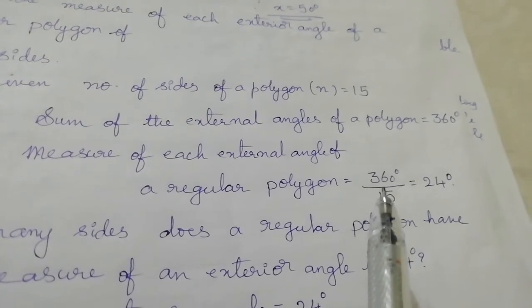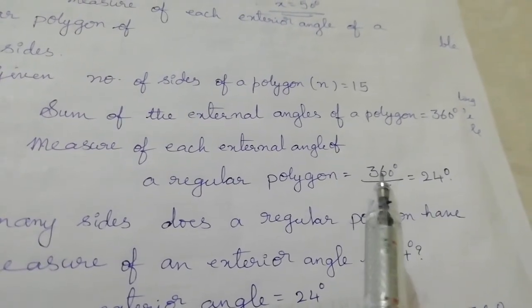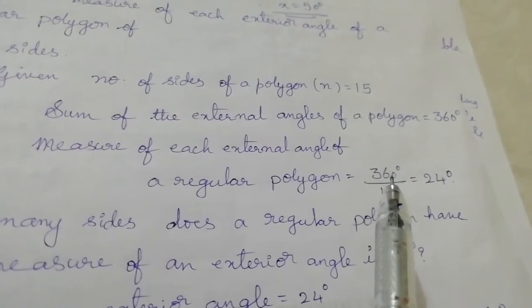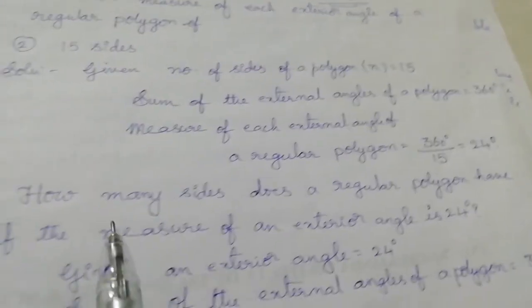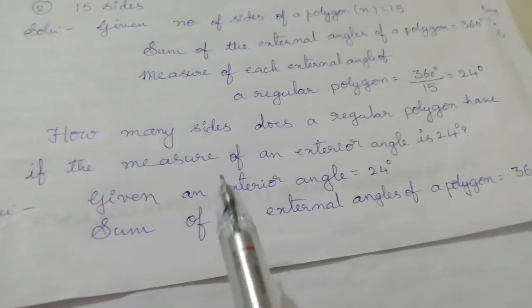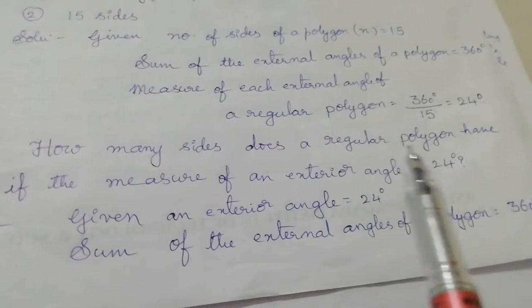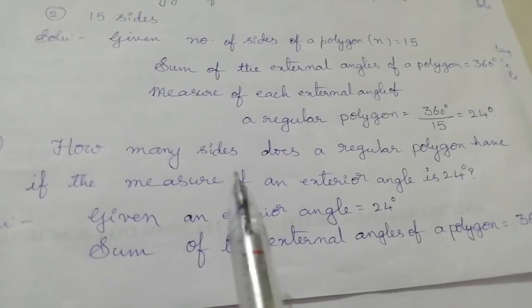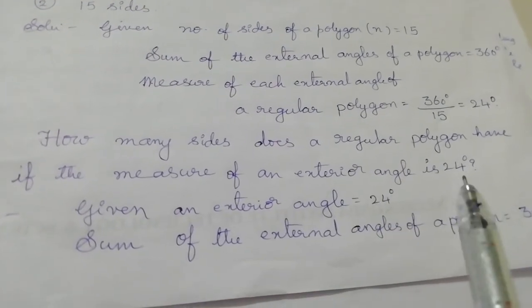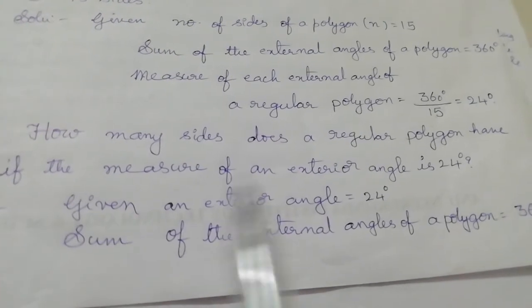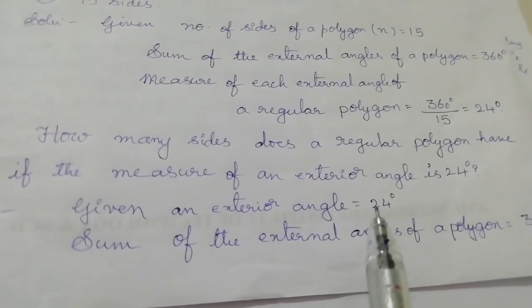15 goes into 360 24 times. 15 2s are 30, 15 4s are 60. Next, third question. How many sides does a regular polygon have if the measure of an exterior angle is 24 degrees? We are given an exterior angle is 24 degrees.